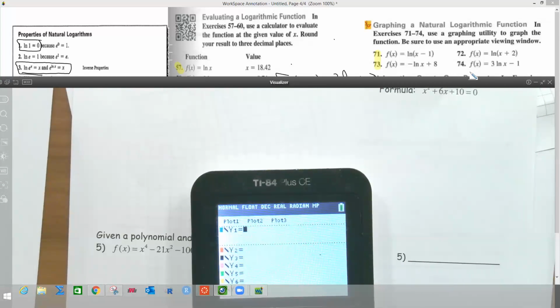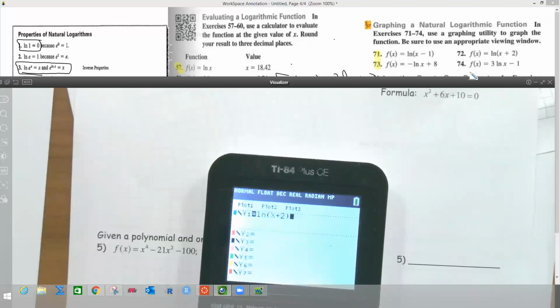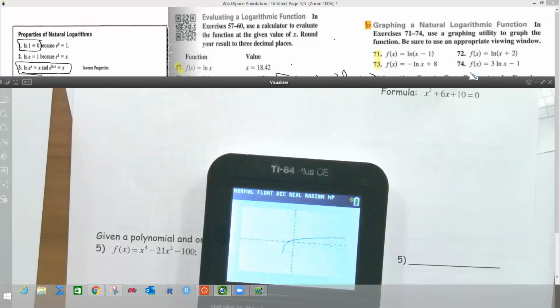I'm going to type in natural log, which is to the left of the 4. And then in parentheses, I'm going to put x plus 2. Now this is a horizontal shift left 2. So when I graph this, it's going to be moved left 2. Now this again looked like the one from the video earlier. It looks like it stops right there, but it really doesn't. There's a vertical asymptote at -2, but this graph keeps going down forever and gets closer and closer, but doesn't touch. It does not stop. If you draw that stopping on your test or quiz, you're going to miss a point.